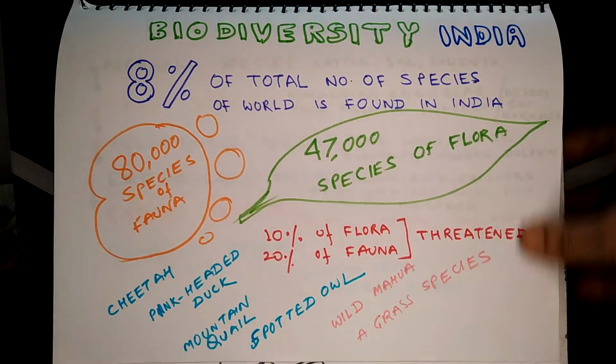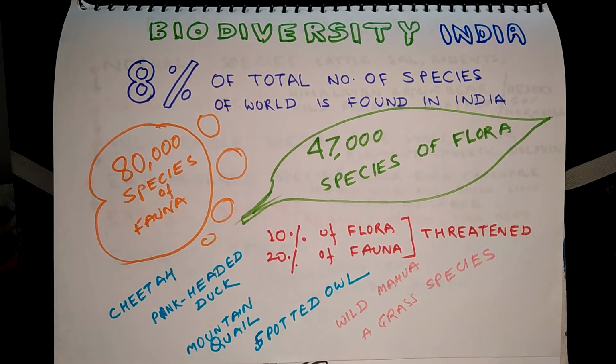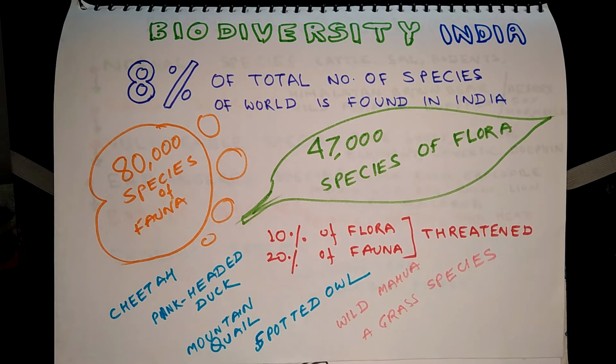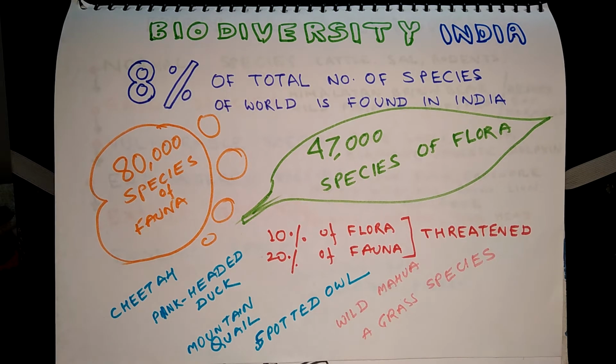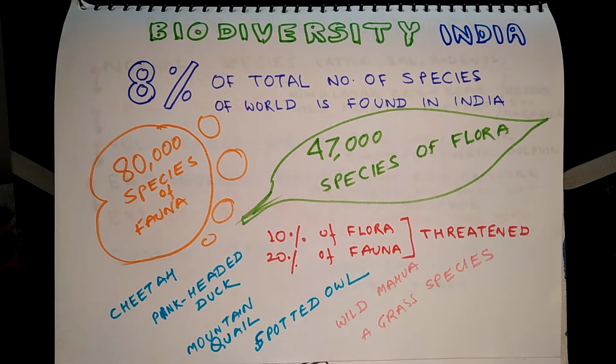So let us start with biodiversity in India. What is biodiversity? The sheer variety of animals and plants and other living beings in a given geographical area is called biodiversity of that area. Some places are rich in biodiversity, for example the rainforests of Amazon, and some places are very poor in biodiversity, for example the Sahara Desert.